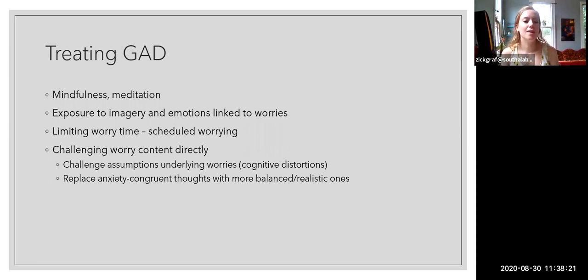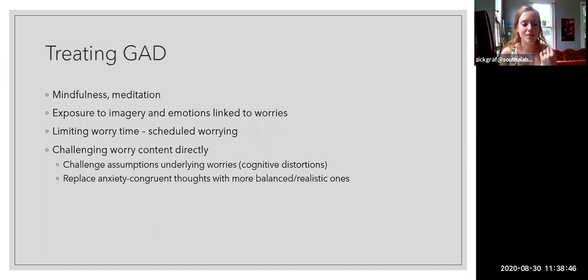And then the last thing is cognitive restructuring, which involves directly challenging the content of worry, and specifically challenging the assumptions that underlie the worry, which therapists call cognitive distortions. So the goal is to replace worry thoughts, which tend to be congruent with anxiety, and so they tend to be pretty negative, with thoughts that are more balanced and realistic.